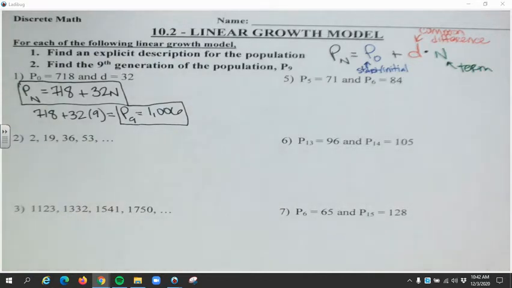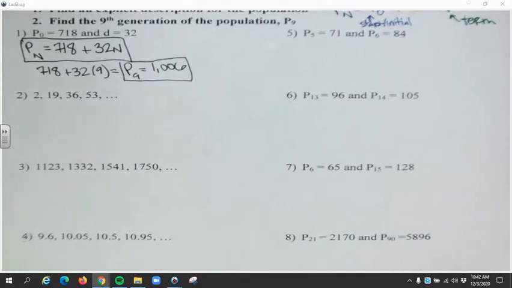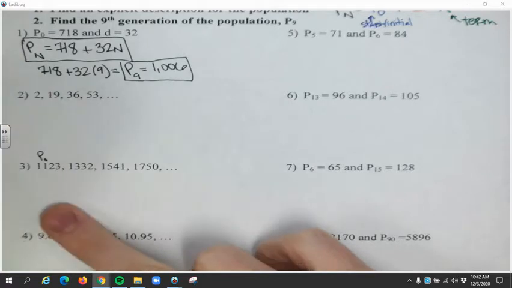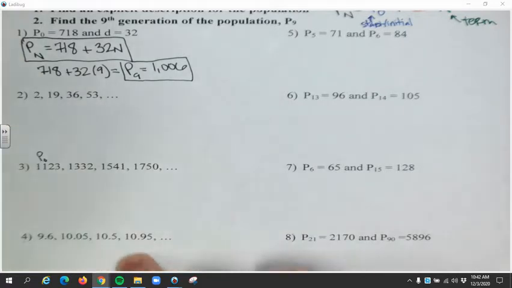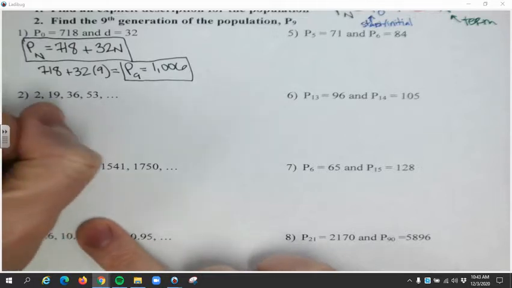Let's do another one. Notice in number 3, it's a little bit different because just like in number 2 and number 4, you are not given what your first term is, but you are given a list of numbers. Well, you can assume if you're given a list of numbers, the first term is your P of 0. This is my P of 0. So that means that when I write my formula, P of n equals, I'm starting with 1,123.